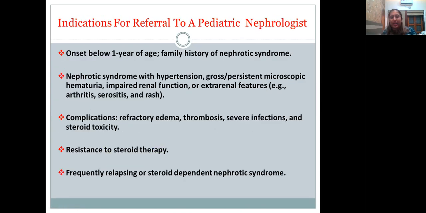So now coming to the indications for referral to a pediatric nephrologist: when the onset is below 1 year of age, or there has been family history of nephrotic syndrome; nephrotic syndrome with hypertension, gross or persistent microscopic hematuria, impaired renal function or extrarenal features; if there are complications like refractory edema, thrombosis, severe infections, and steroid toxicity, or there has been resistance to steroid therapy, or frequently relapsing or steroid-dependent nephrotic syndrome.